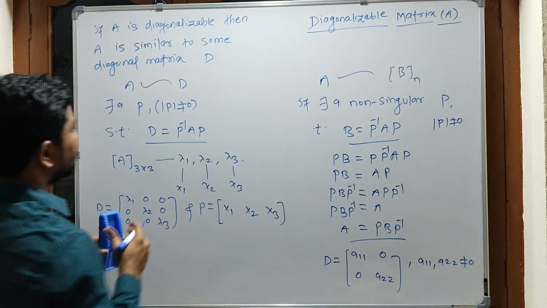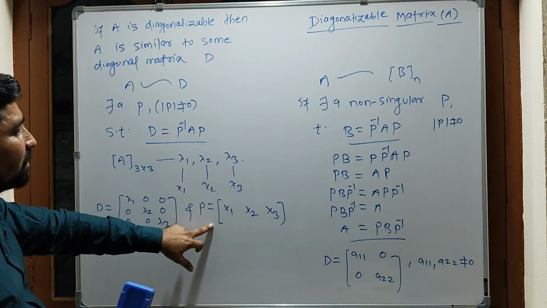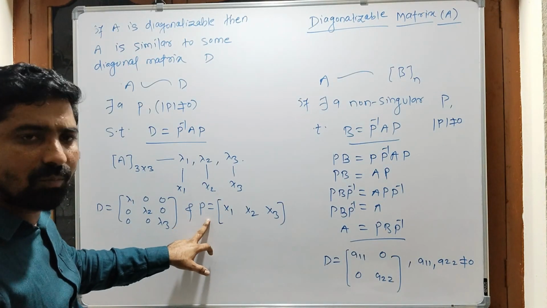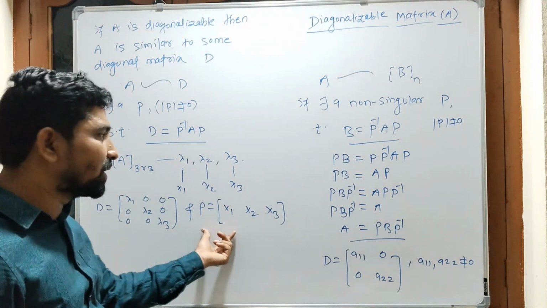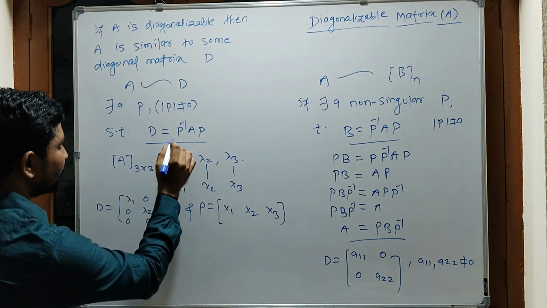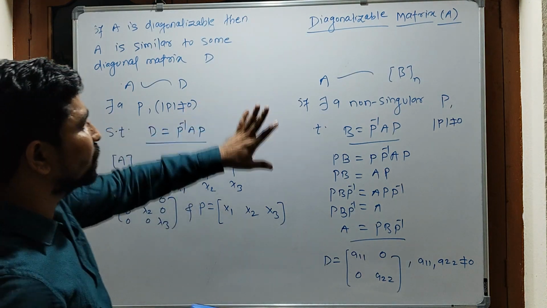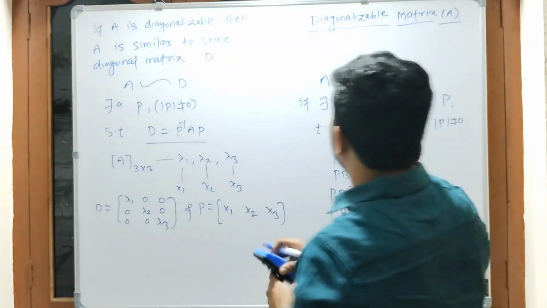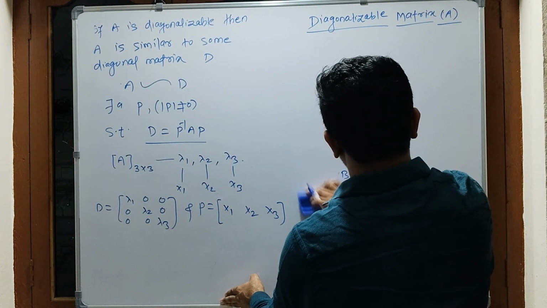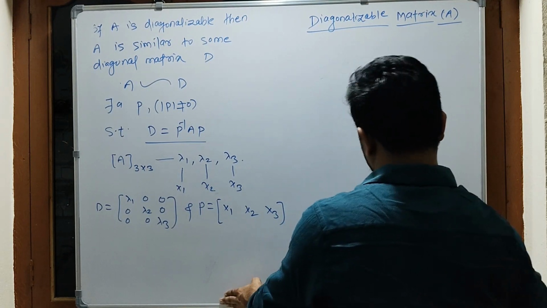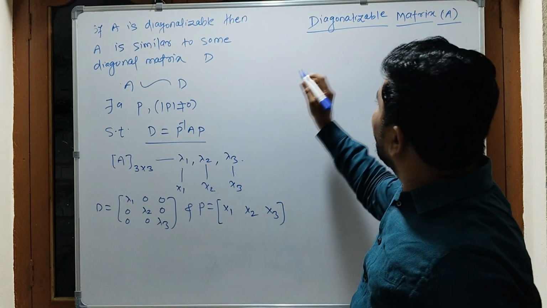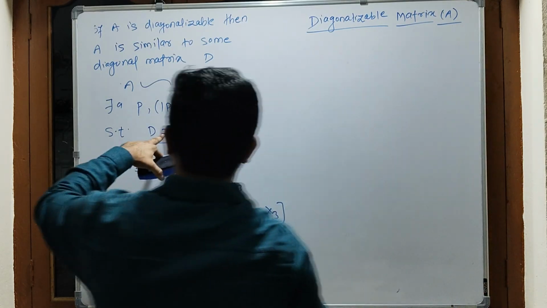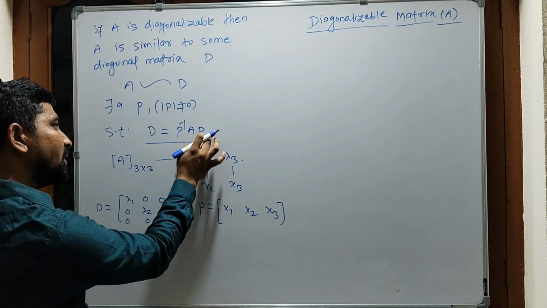Now this is my D equal to P inverse AP. Since the determinant of P is non-zero, P is invertible, which means P inverse exists. I don't have space here, so I will write this equation in terms of A. So this is D equal to P inverse AP, and I want to write this in terms of A.